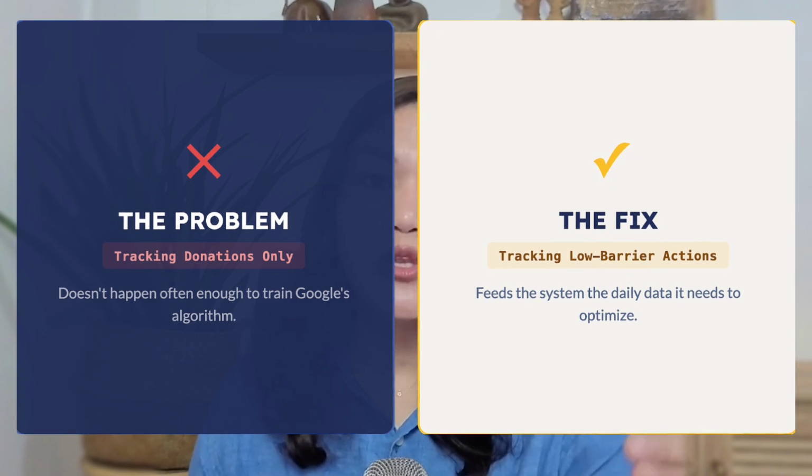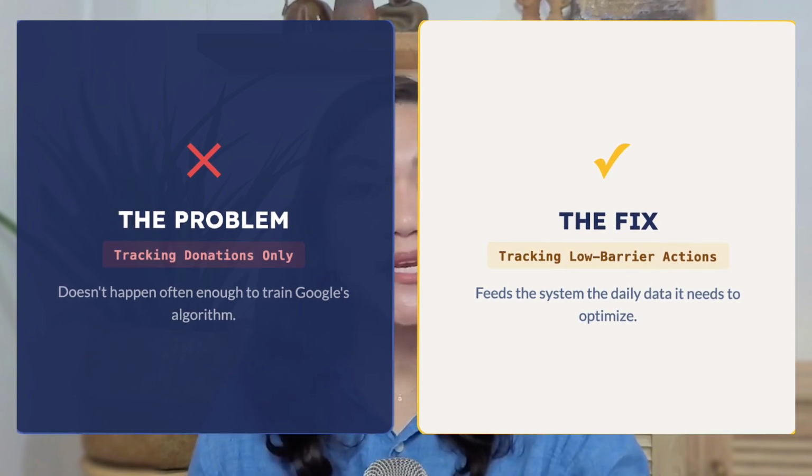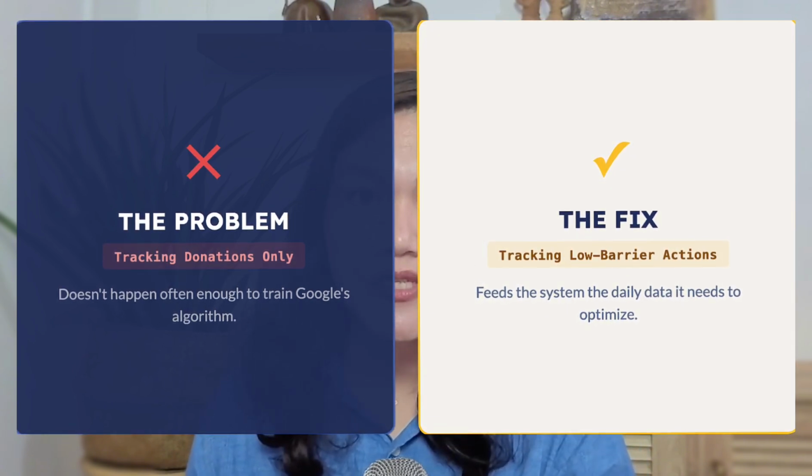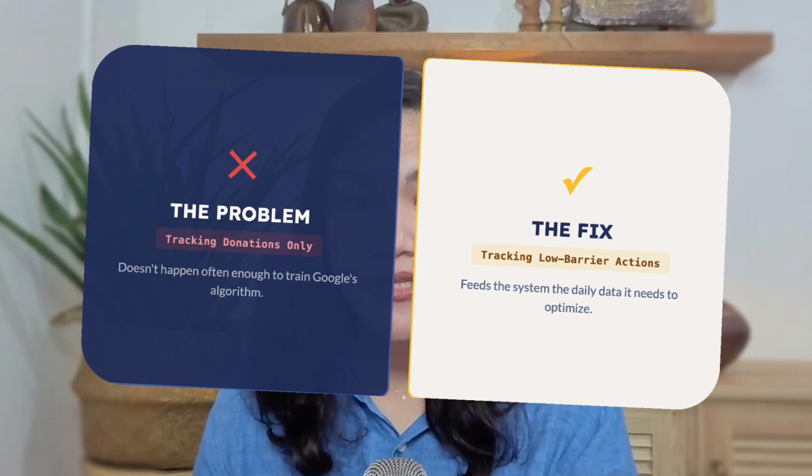Google requires at least 1 conversion per month. Miss that, and your account can get paused. Now, if you're only tracking donations, that's usually not enough. They simply don't happen often enough for Google to learn. Track top-of-the-funnel, low-barrier actions too, like newsletter signups, resource downloads, or contact form submissions. These happen more often, which gives Google enough data to learn who to show your ads to.